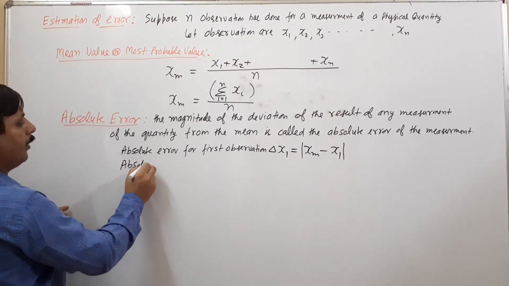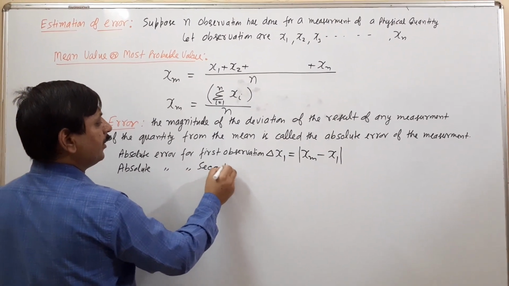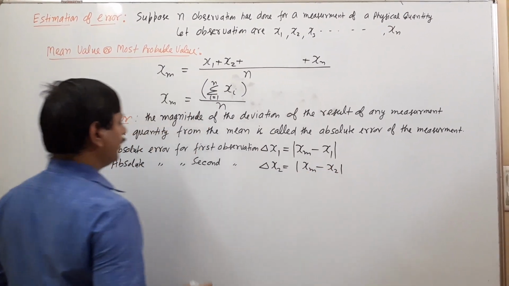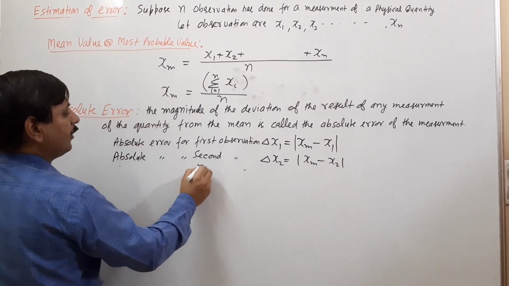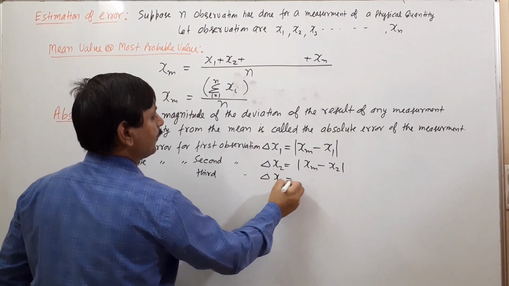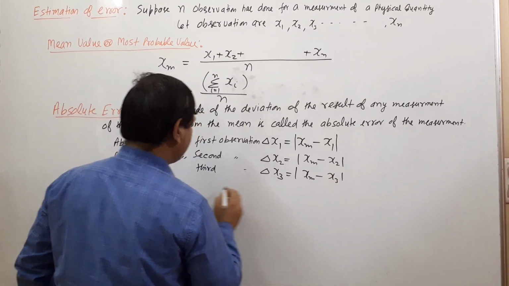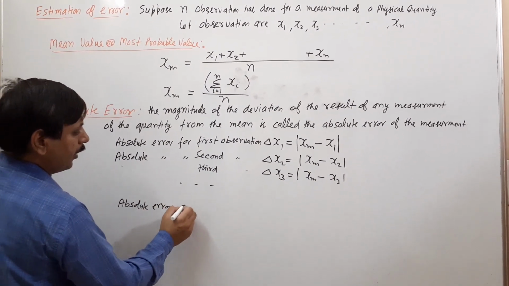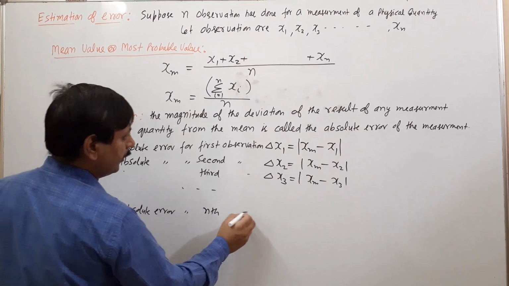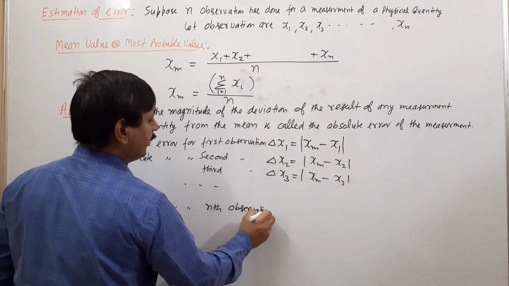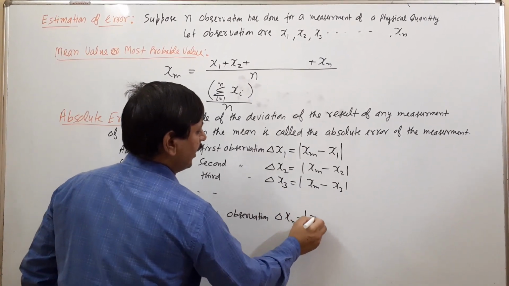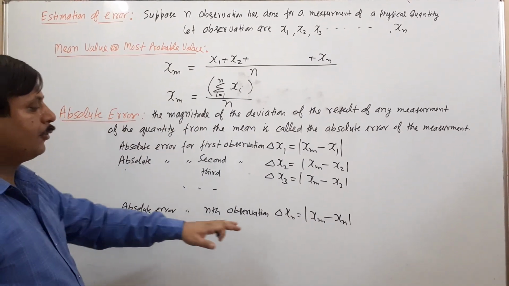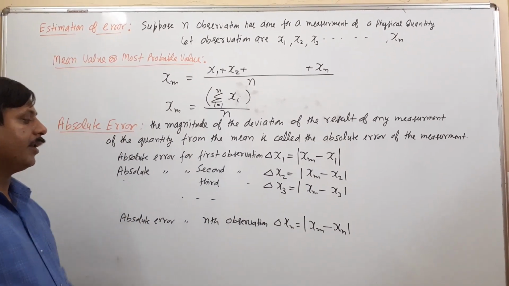Similarly, the absolute error for the second observation is denoted by del x2. Del x2 is equal to modulus of xm minus x2. In the same way, for the third observation, del x3 is modulus of xm minus x3. Similarly, the absolute error for the nth observation, del xn, is equal to the modulus of xm minus xn, the deviation of the mean value from the nth measurement.